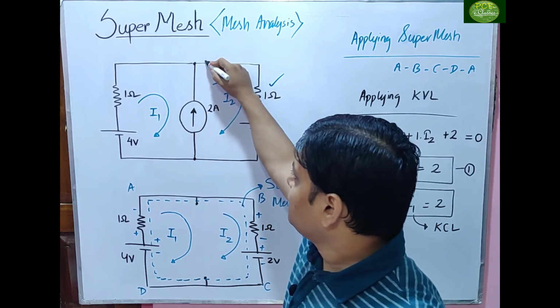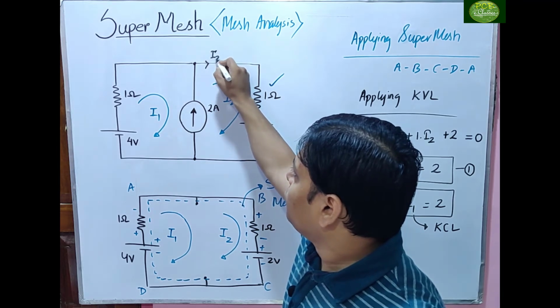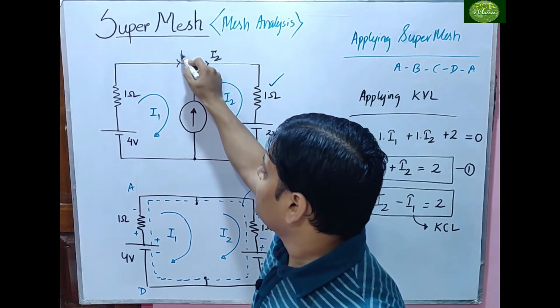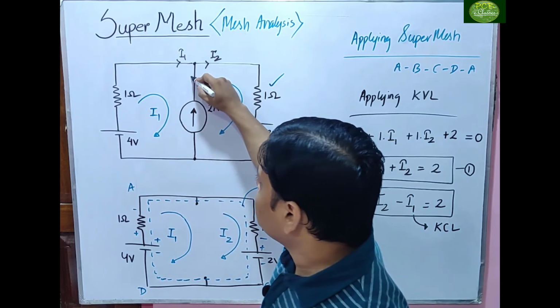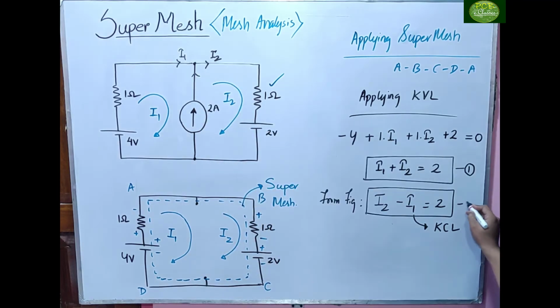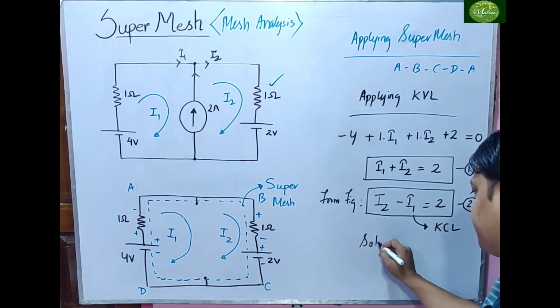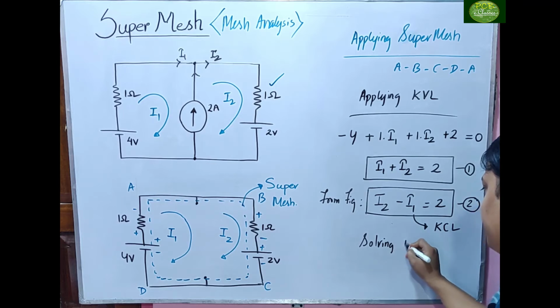Leaving current is I2, entering current is I1. So what will be this 2 ampere? 2 ampere is upward. KCL. So let us take this as equation number 2. Now solving 1 and 2.